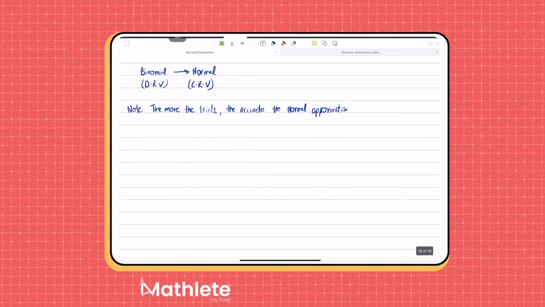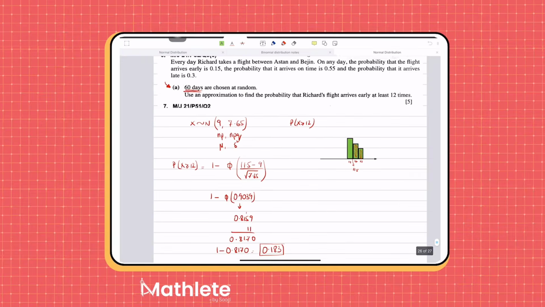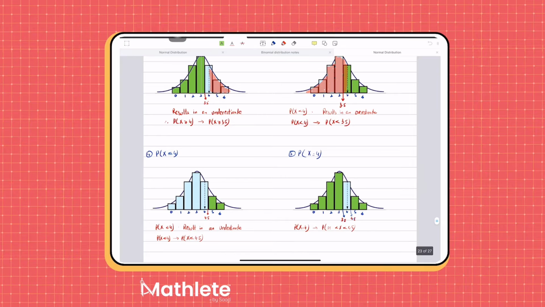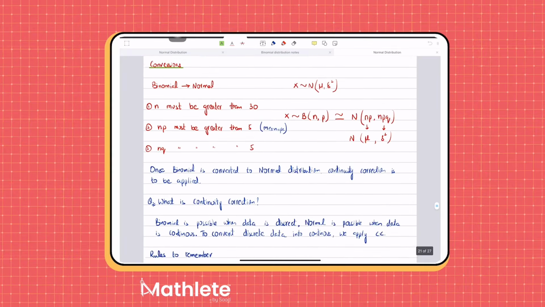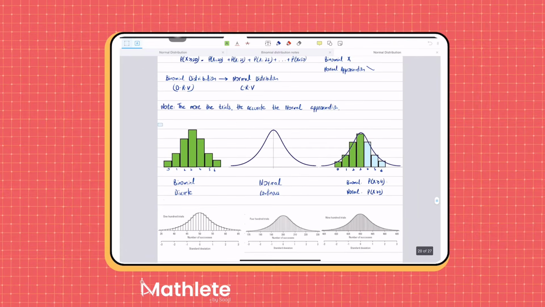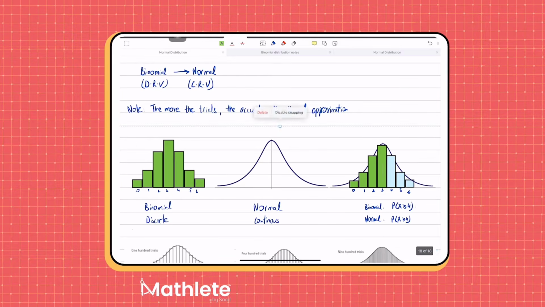Okay, pretty good. So we're going to see what I mean by this statement, that the more the number of trials, the more accurate the normal distribution. Okay. So remember that binomial distribution basically has discrete values. Okay. So I'm going to use an example. I'm going to use some diagrams over here to explain what I've written above.